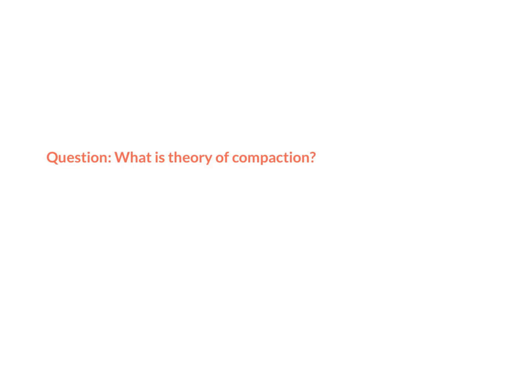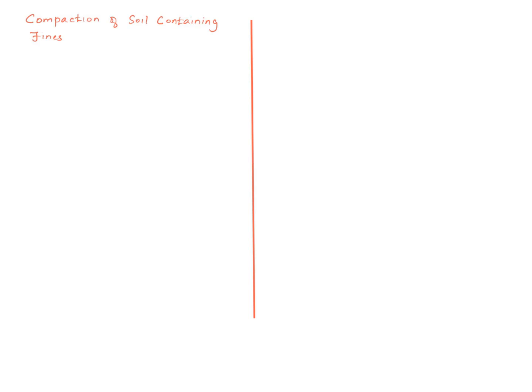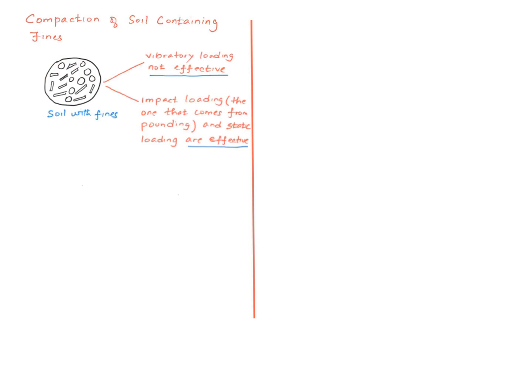The question here is, what is theory of compaction? This is something that applies to soil with fines. In an earlier video, we talked about compacting granular soil, right? So as soon as you have some fines, you are introducing cohesion into the soil, and then it turns out that vibratory loading, which works very well in densifying sandy material, or pure sand actually, doesn't work very well here anymore. On the other hand, impact loading, like the one from dropping a hammer, or static loading, like pushing it down, work very well.